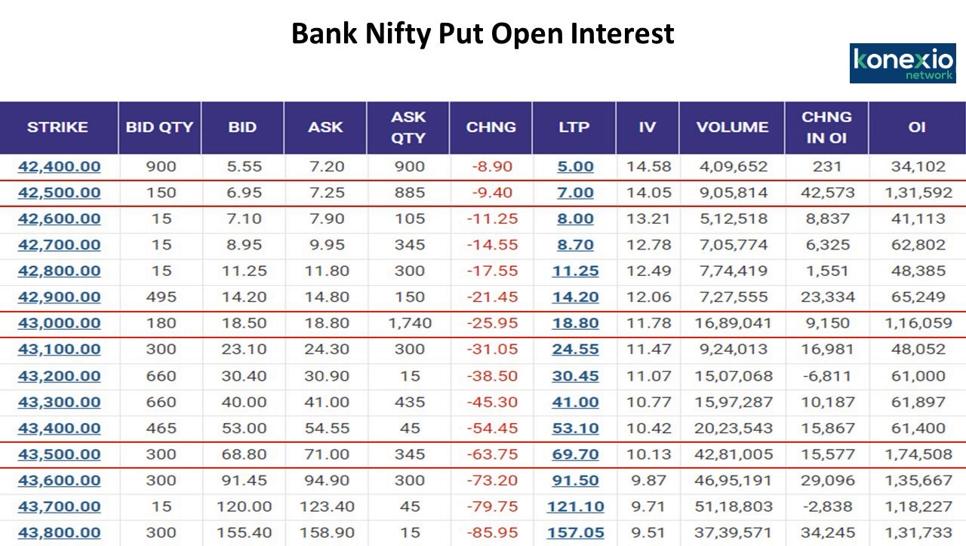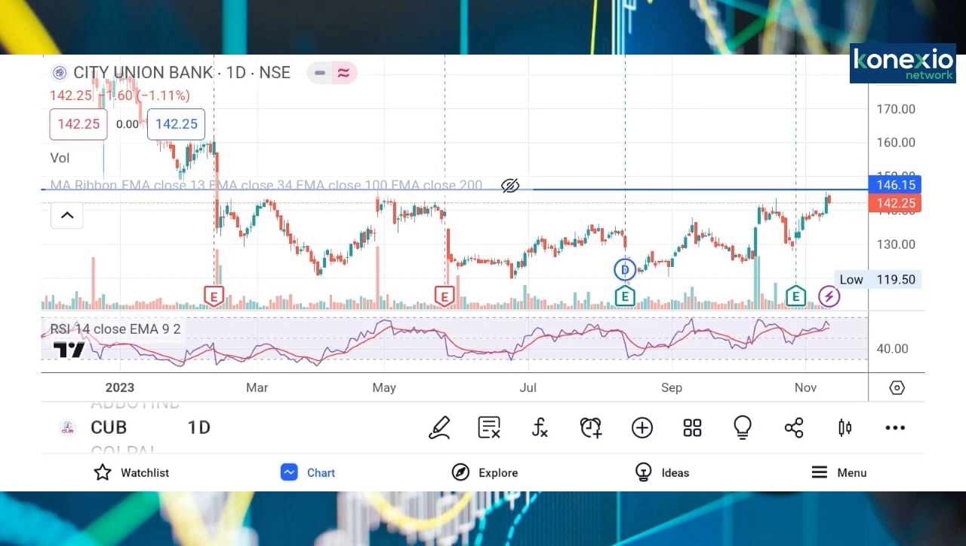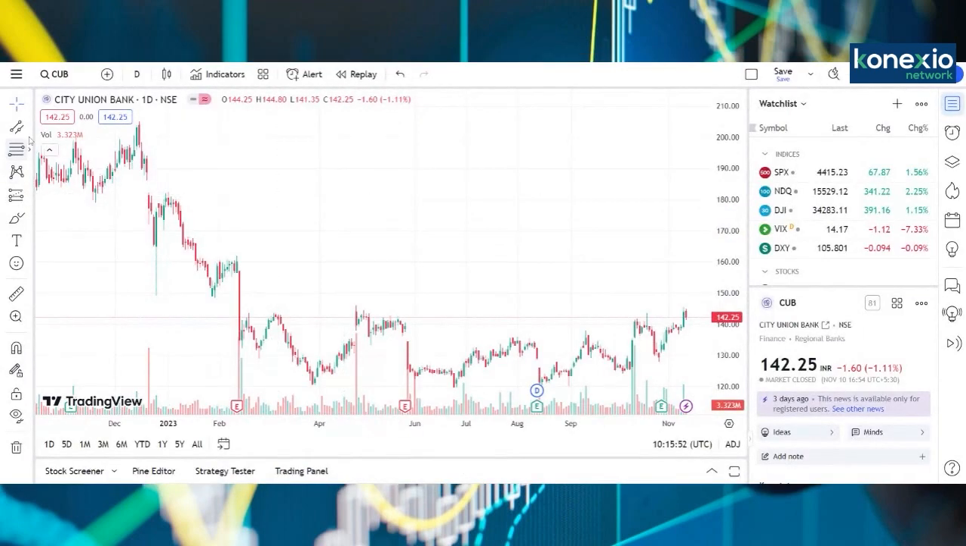So before wasting time, we should directly go to the final segment of our show, which is the positional call. I have identified one stock from the banking sector. The name of the stock is City Union Bank. So let us go to the chart of City Union Bank, and we'll try to analyze the chart. What could be the trend for the next week or coming trading sessions or coming months?